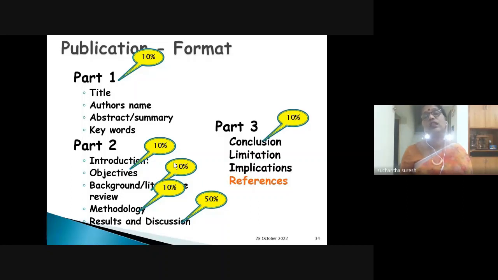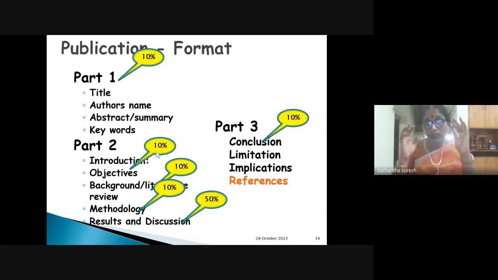Okay, so total 100%. What is this 10%? It is 10% of the total paper. So 10% of the words can be part 1, 10% for introduction and objectives, and 10% for the background of the study. The background of the study sometimes will go up to 20% also. It is good if it is more, but it should not include unnecessary papers.